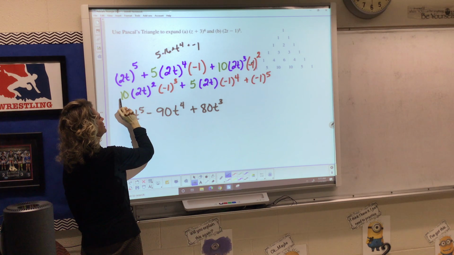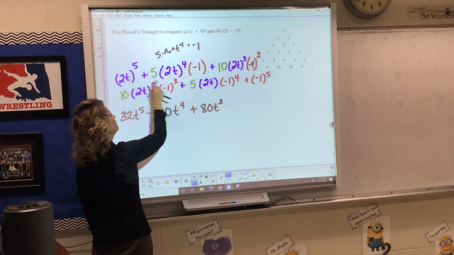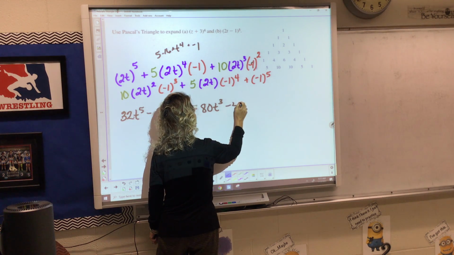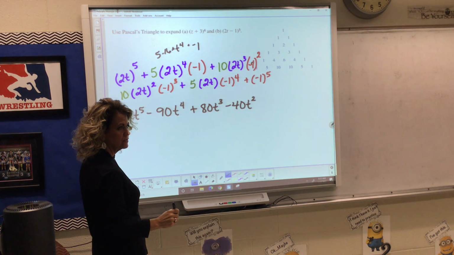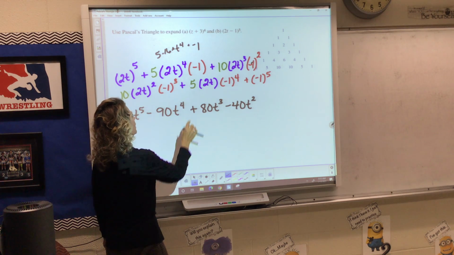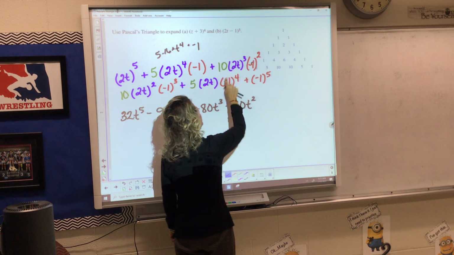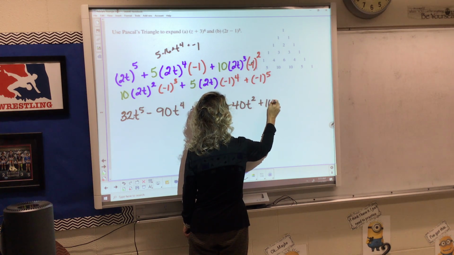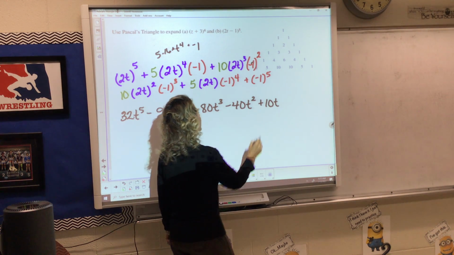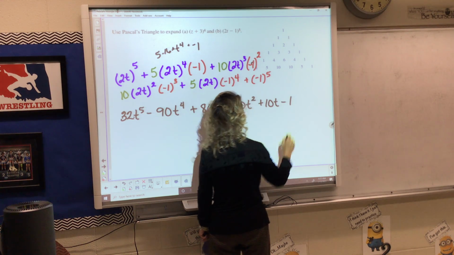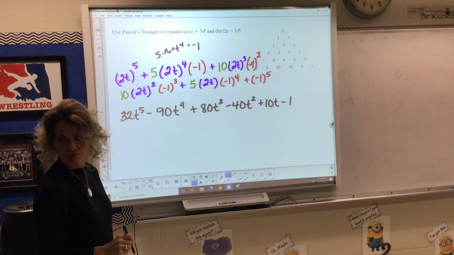2 squared is 4. 4 times 10 is 40, yes? But a -1 cubed is a -1, so I have a -40t squared. Yes? So far, so good? Okay. Our next one is 5 times 2t, which is 10t. This becomes a +1, so I got plus 10t. Are you there? Okay. And then I have a -1 to the fifth power, which is -1. Everybody with me? Questions?